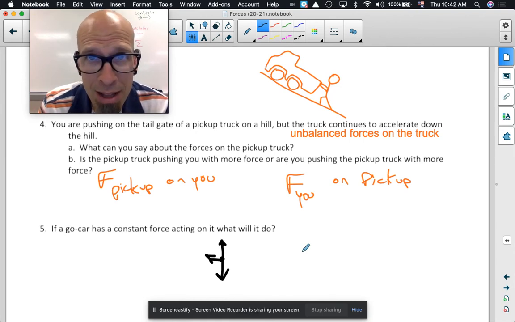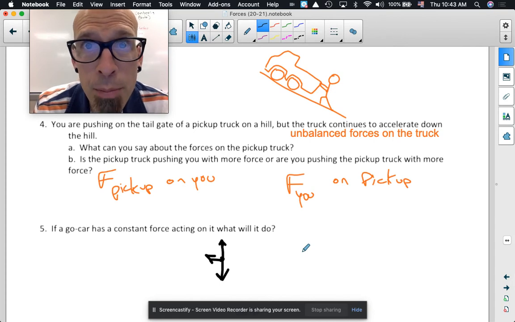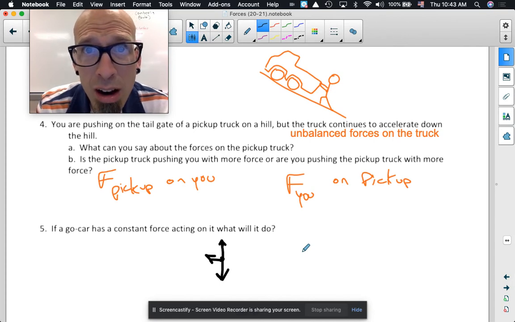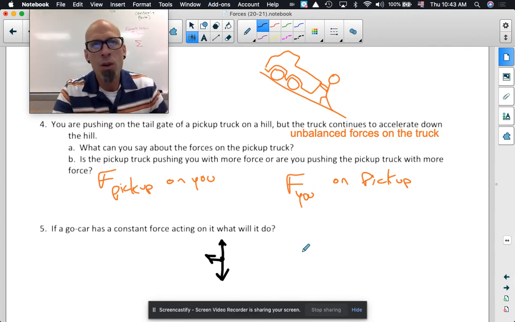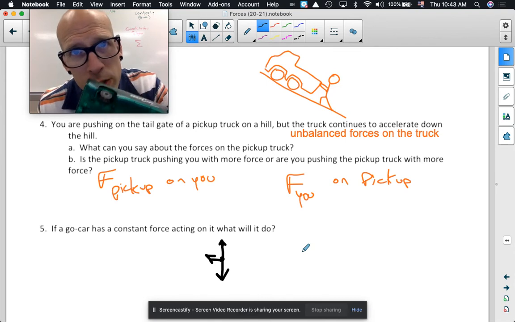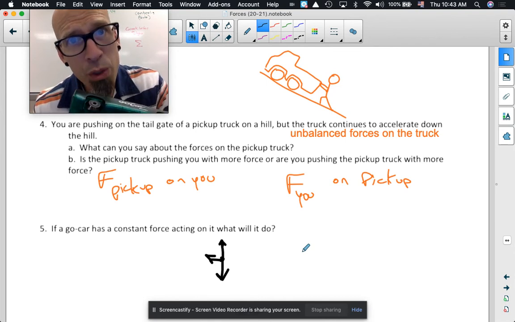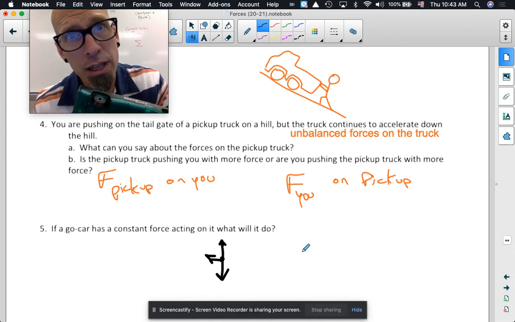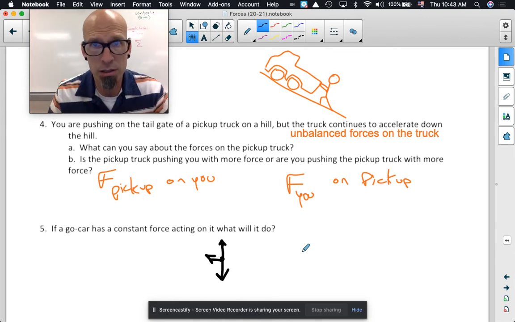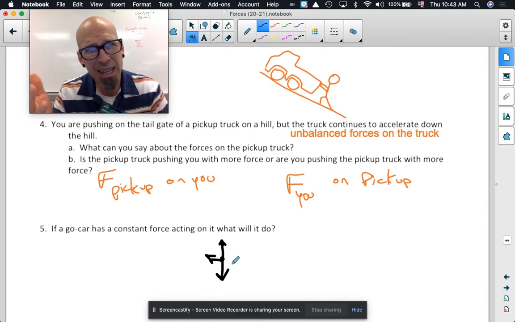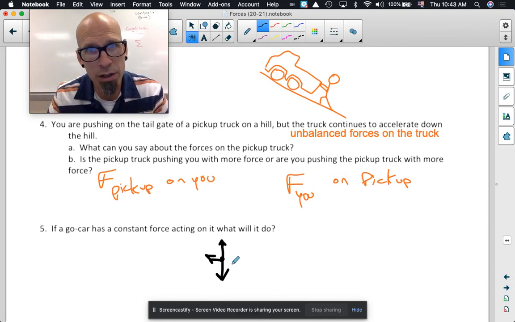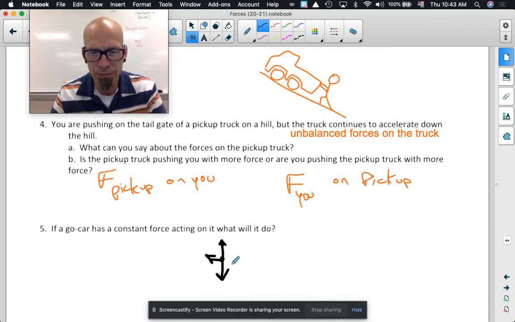Is that balanced or unbalanced? It's unbalanced, which means the car is going to speed up. As long as that card is pushing, it's going to speed up. Remember, these wheels are so good here that we say it's pretty well frictionless, this car. So we don't put a friction force on here because it's so small, we can just ignore it. It's as though it's not there at all.